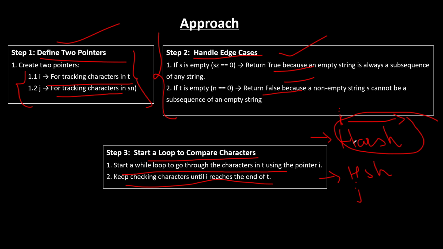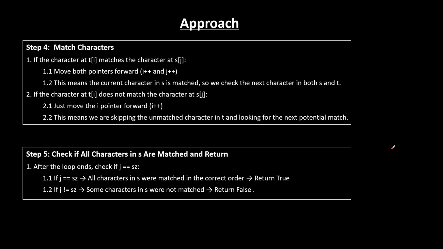Then we have to iterate the complete path or the original string, and we have to look for every character in it. Now let's move to step 4. We have to match characters. Matching of characters of T at I matches with character of S at J. In this value, let it be A S H, this is the T and S.